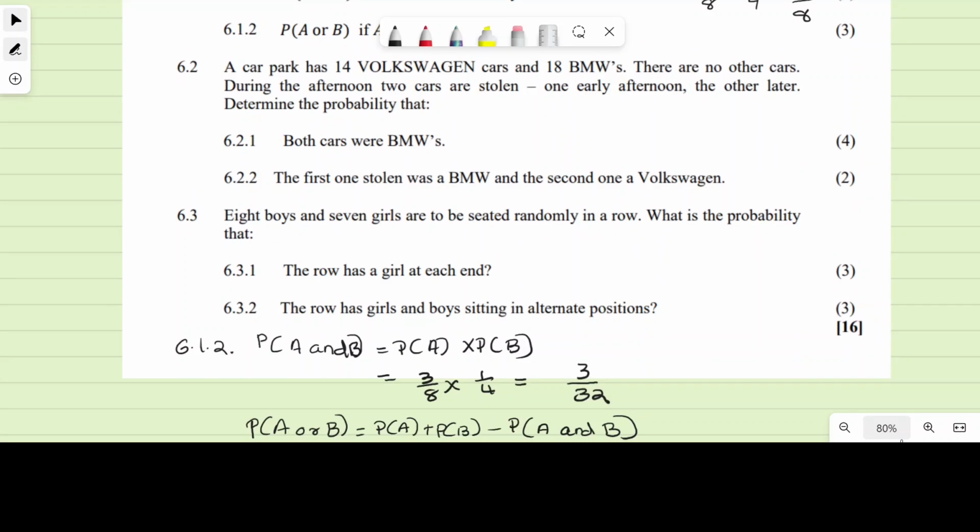Now we are going to see 6.2. It looks like, okay, it's not a simple counting question. Let's see what it is.